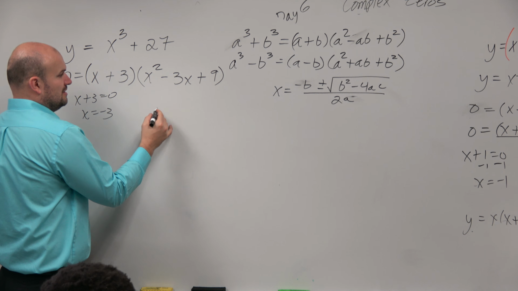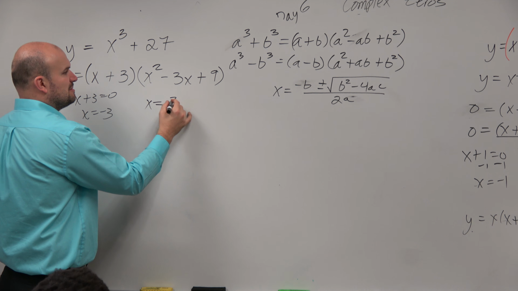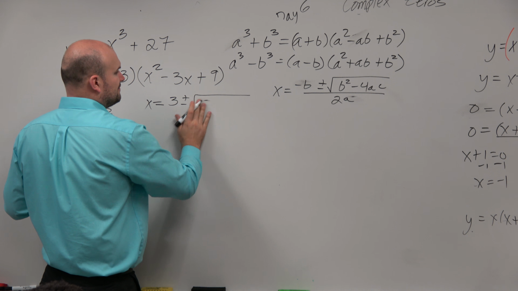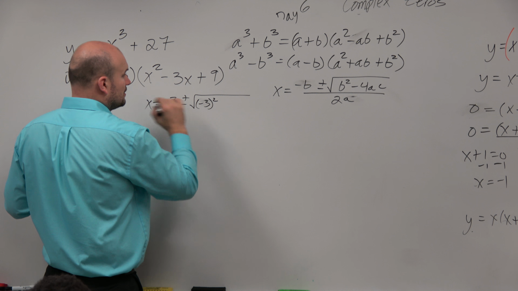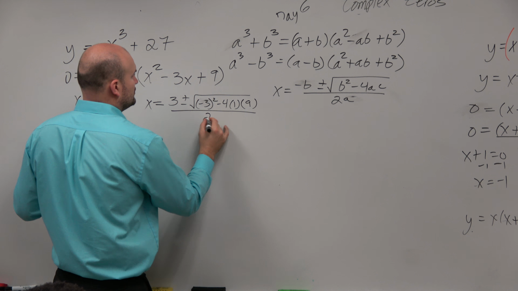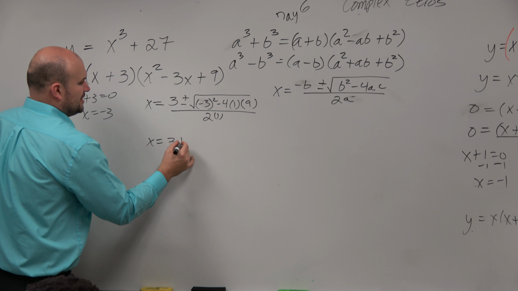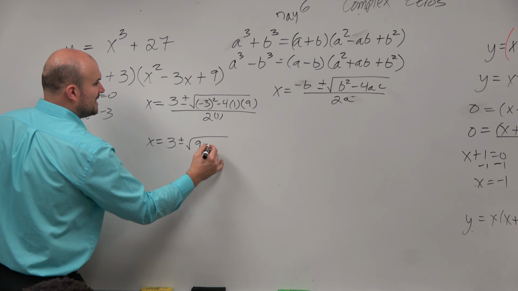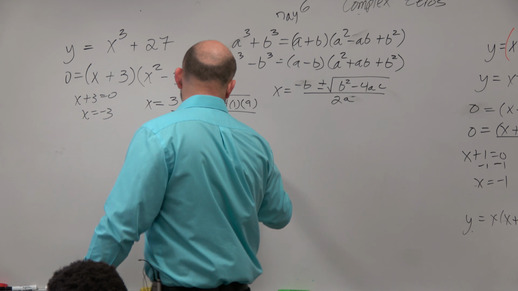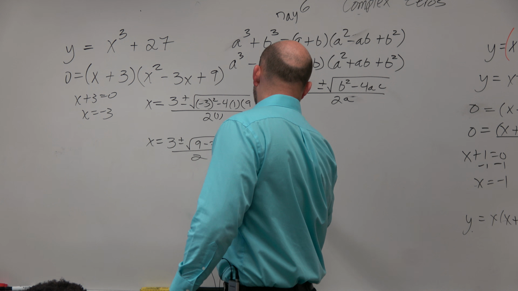It's non-factorable, so therefore I'll say x equals, which is going to be my solutions, the opposite of b, which is going to be positive 3, plus or minus the square root of negative 3 squared minus 4 times a times c, all over 2 times a, which is 1. So x equals 3 plus or minus the square root of 9 minus 36, all over 2. Let's go ahead and simplify this. 3 plus or minus the square root of negative 27 over 2.